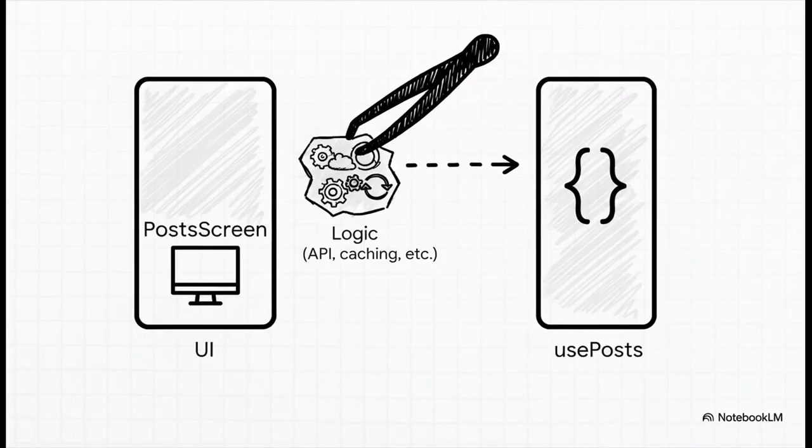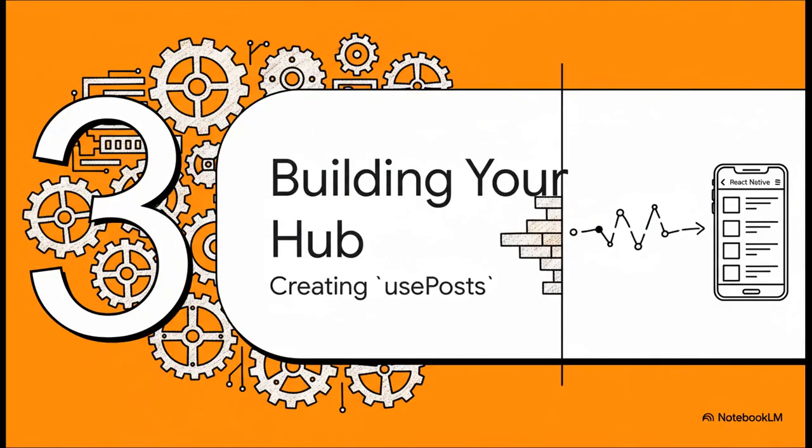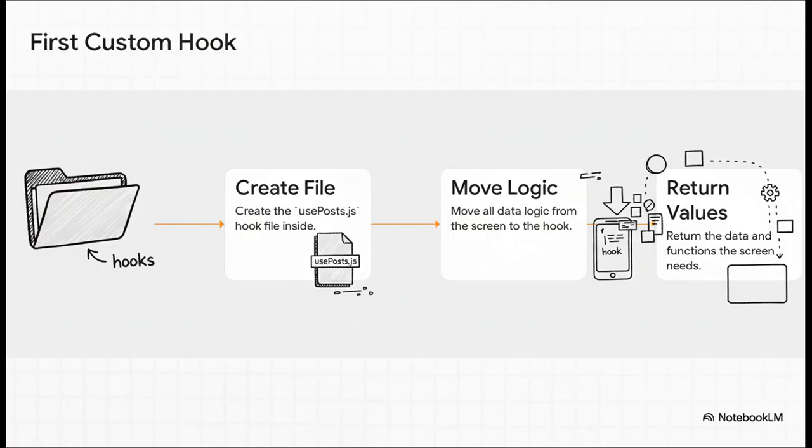So here's our game plan. We're going to perform a little code surgery. We'll take our big post screen component and we'll carefully pull out all the stuff that isn't UI. The API calls, the caching, the refresh logic, and we're going to move it into its own brand new dedicated hook called usePosts. And that brings us to building our logic hub, the usePosts hook itself. This is where all the heavy lifting is going to happen from now on, completely separate from how things actually look on the screen.